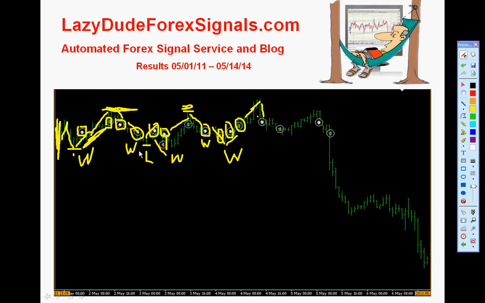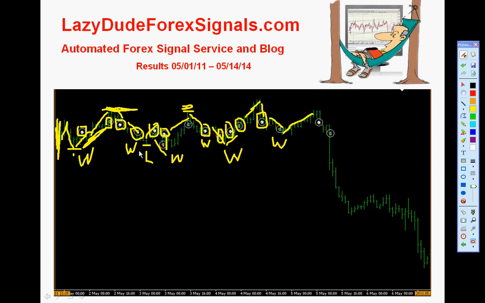Price came all the way up, we started to reverse, we got triggered into another short position, and we rode that short position down, and this time we picked up 26 pips. So again, another win right there.